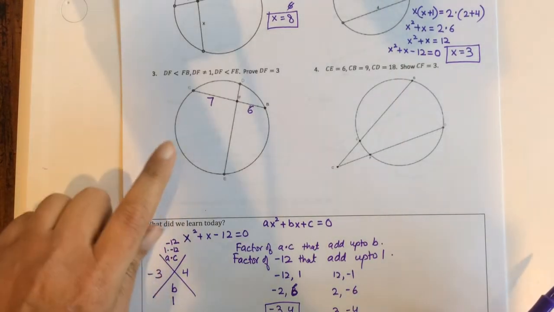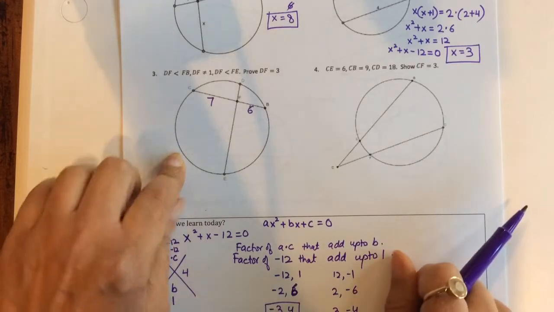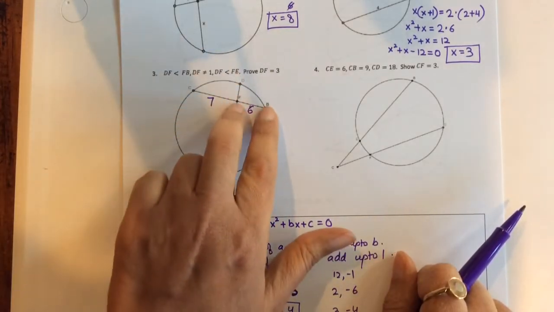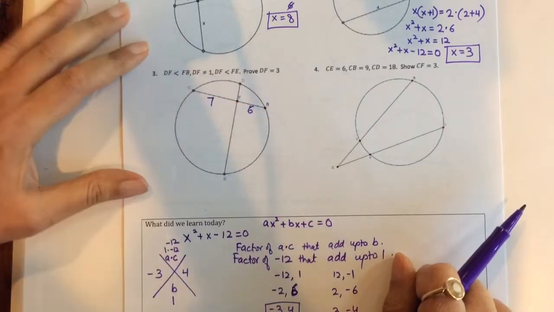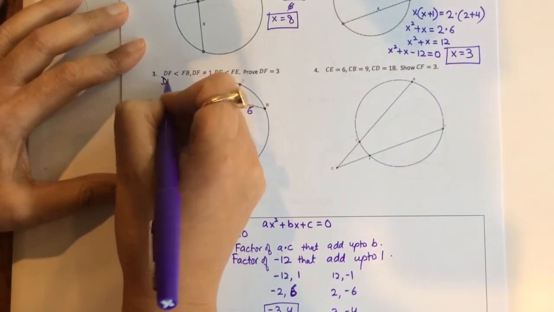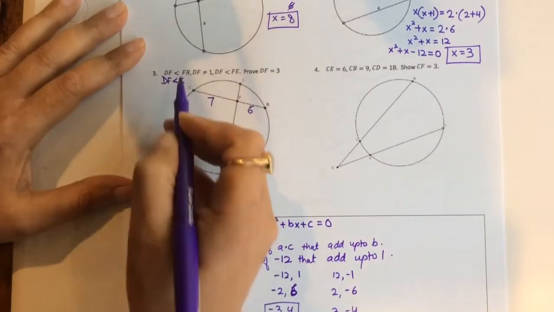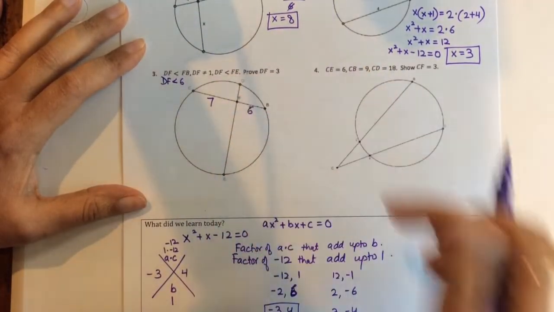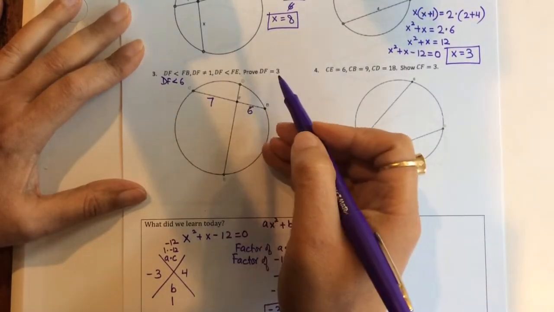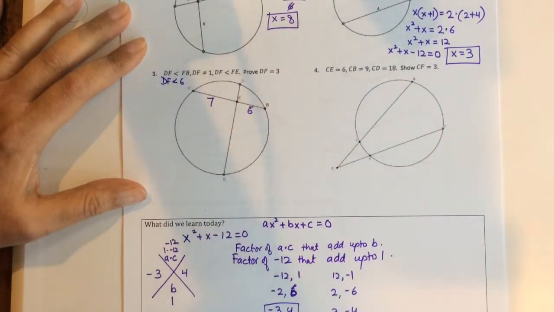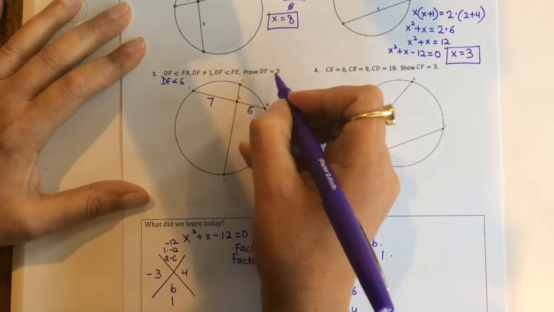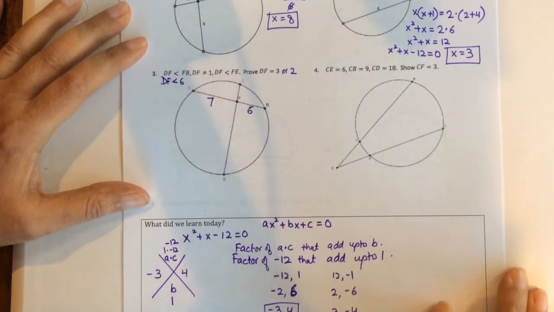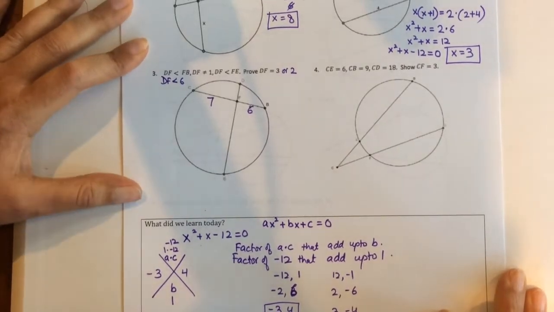We were working on problem 3, where we are given that DF is less than FB, so it's less than 6. So what we know is DF is less than 6. It is also not equal to 1, and it is less than FE. Our job is to prove that DF is 3. Actually, there's a misprint here. We are proving DF is either 3 or 2. Those are the two values that DF can take.